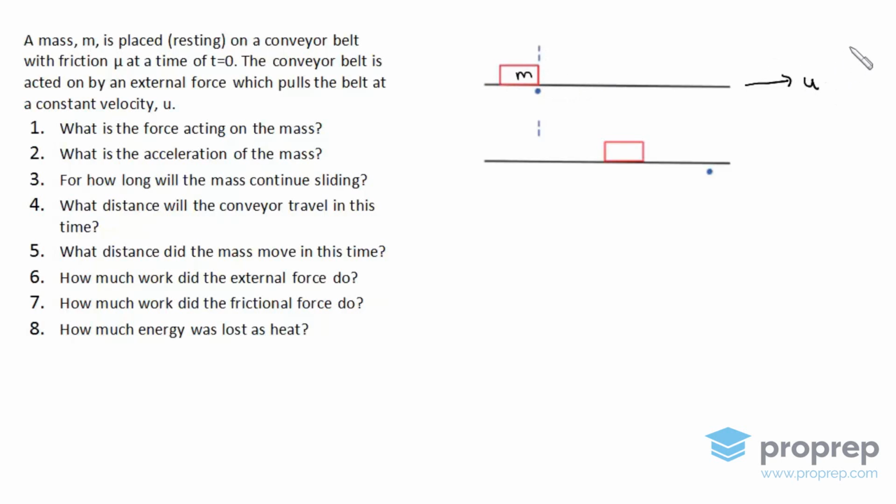So what is happening is that the mass is placed on the conveyor belt, which is already moving at a constant velocity u. From the moment that I place the mass on the conveyor belt, there'll be some kind of friction acting on it, which will begin to move the mass along with the conveyor belt. However, the mass will still not be moving at the exact velocity of the conveyor belt, okay?